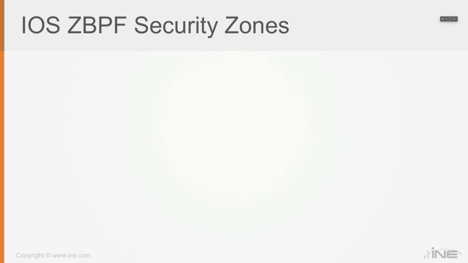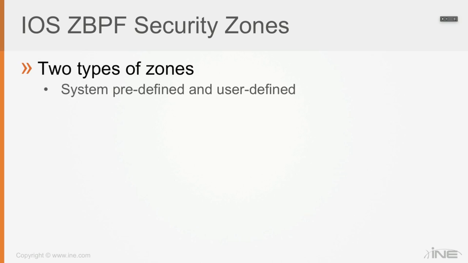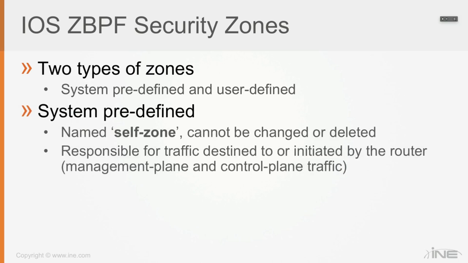So, security zones. We have two types of zones: system predefined and user defined, which means you're going to define some zones in there, and some of them are predefined by the router. System predefined, it's only one. It is named the self zone, and that zone cannot be changed, like the name, or deleted. And as the name states, the self zone means it's the router itself. It is going to be responsible for traffic destined to the router or initiated by the router, which means management plane and control plane traffic.